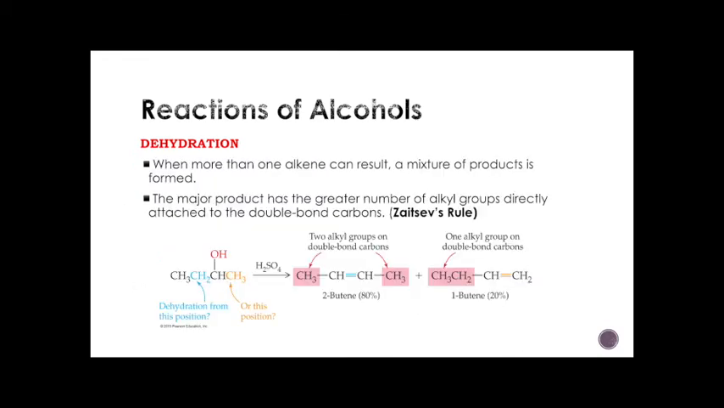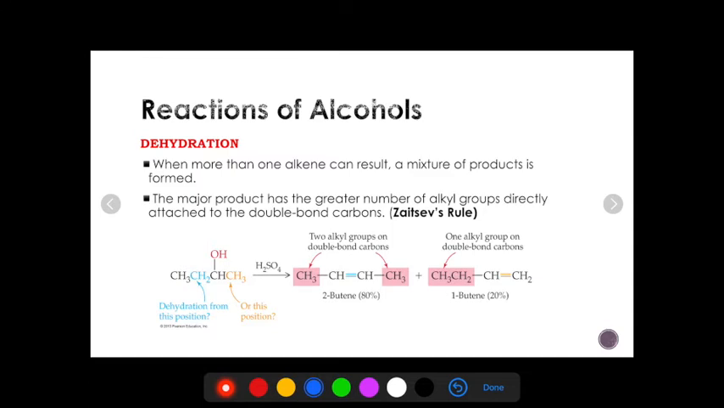Now, sometimes you'll get a molecule where there are multiple places that the hydrogen can be removed. And if that is the case, then you'll actually have a mixture of products form. So here's an example. Okay, so here's the OH group. So we can either take a hydrogen from this carbon or a hydrogen from this carbon.